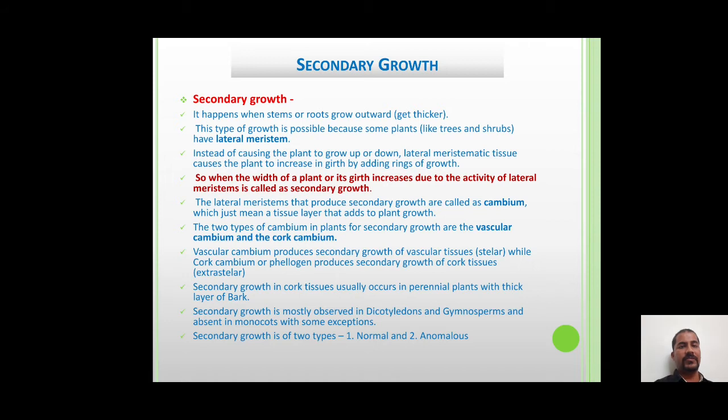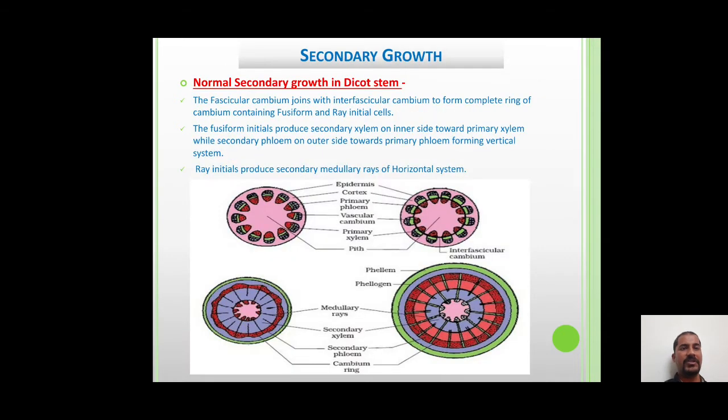The secondary growth is mostly observed in dicotyledons and gymnosperms, and it is observed in monocots with some exceptions such as Dracaena. The secondary growth is of two types. One is the normal secondary growth, and the second one is the anomalous secondary growth. Now, before going to the anomalous secondary growth, which is a part of our syllabus, we will see what is meant by the normal secondary growth in the dicot stems, which you have already studied in your second year of BSc.